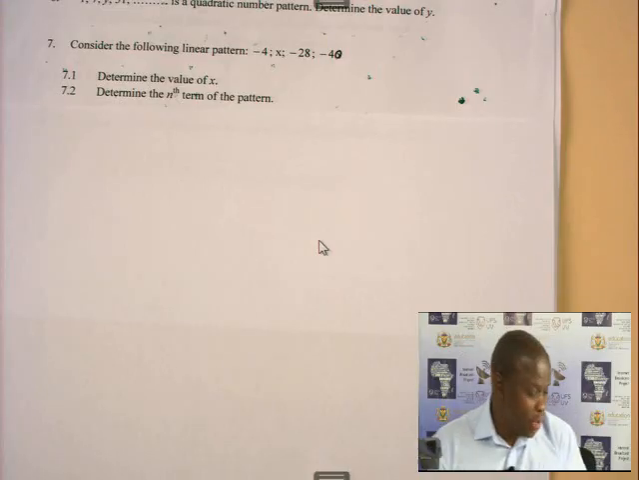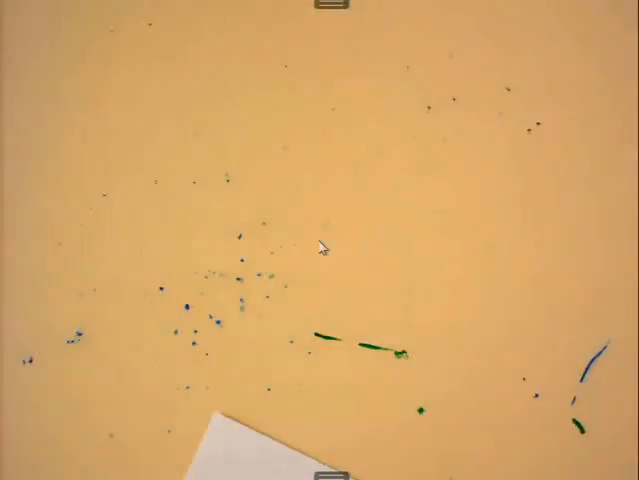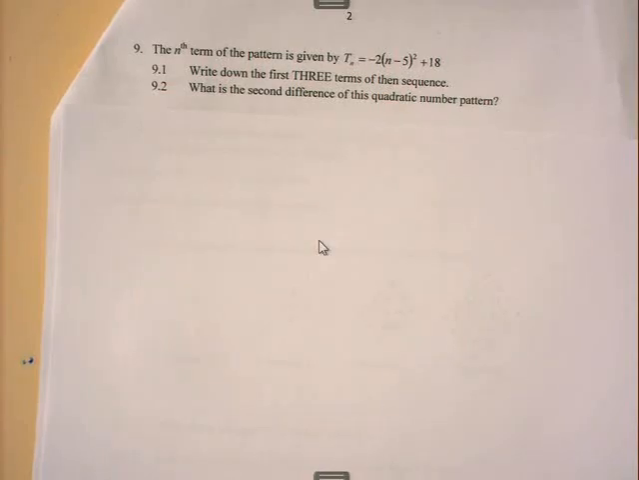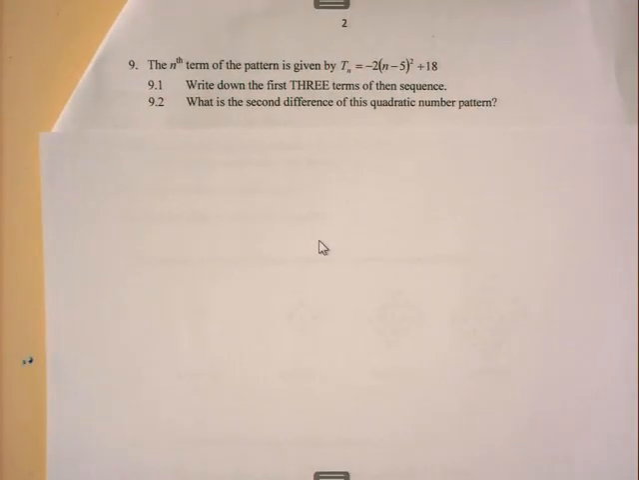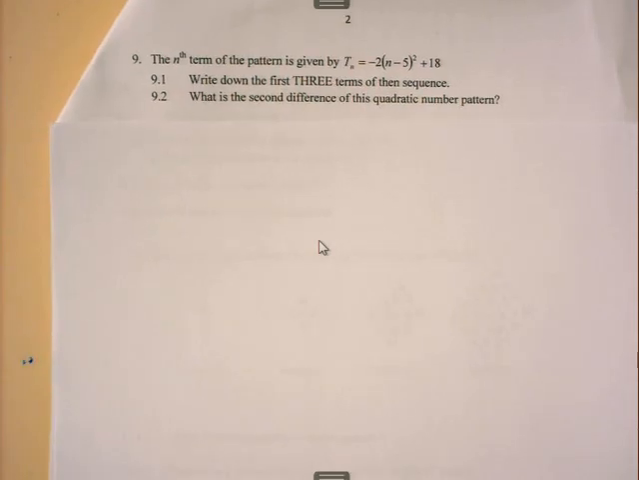Maybe let's focus on number 9. Check number 9 there. The nth term of the pattern is given by Tn equals minus 2 times n minus 5, all squared, plus 80. It is not specified which pattern this one is. Can you tell me which pattern it is by looking at it? Is it linear? Is it quadratic? What kind of a pattern is this one?